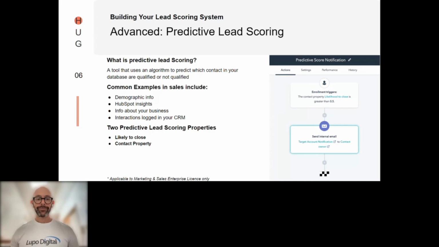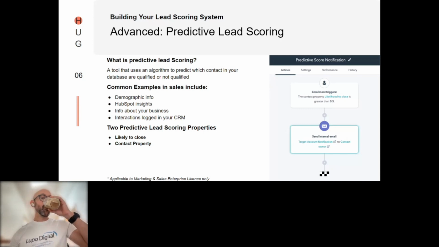It's a tool that uses an algorithm to predict which contact in your database is qualified or not qualified. So common examples that HubSpot uses to scrape, as you can see on screen, is demographic info, HubSpot Insights, info about your business or unique to your organization, and then interactions logged in the CRM that HubSpot captures as well.